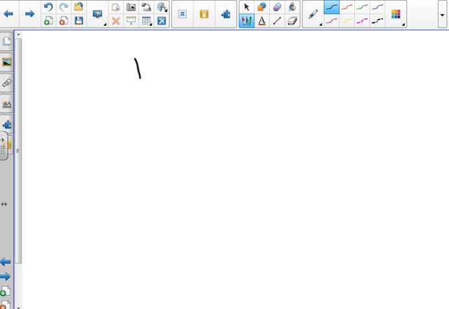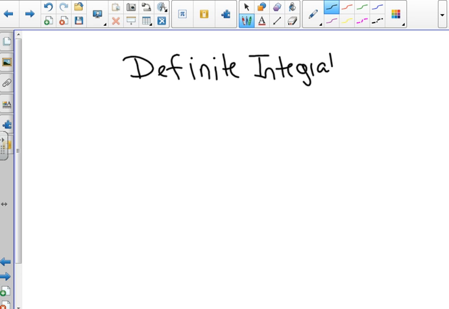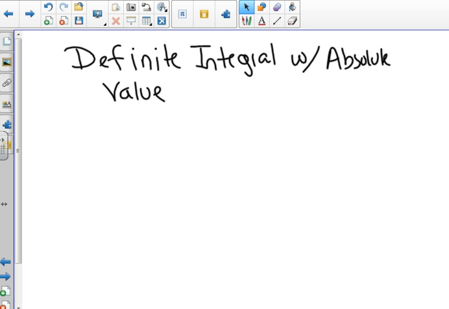All right. Here's what we're going to do today. We're going to do the definite integral with absolute value. It's not bad, it's just long. So it's kind of like what you guys did yesterday, but this time we're going to be finding the area under an absolute value curve between that and the x-axis.